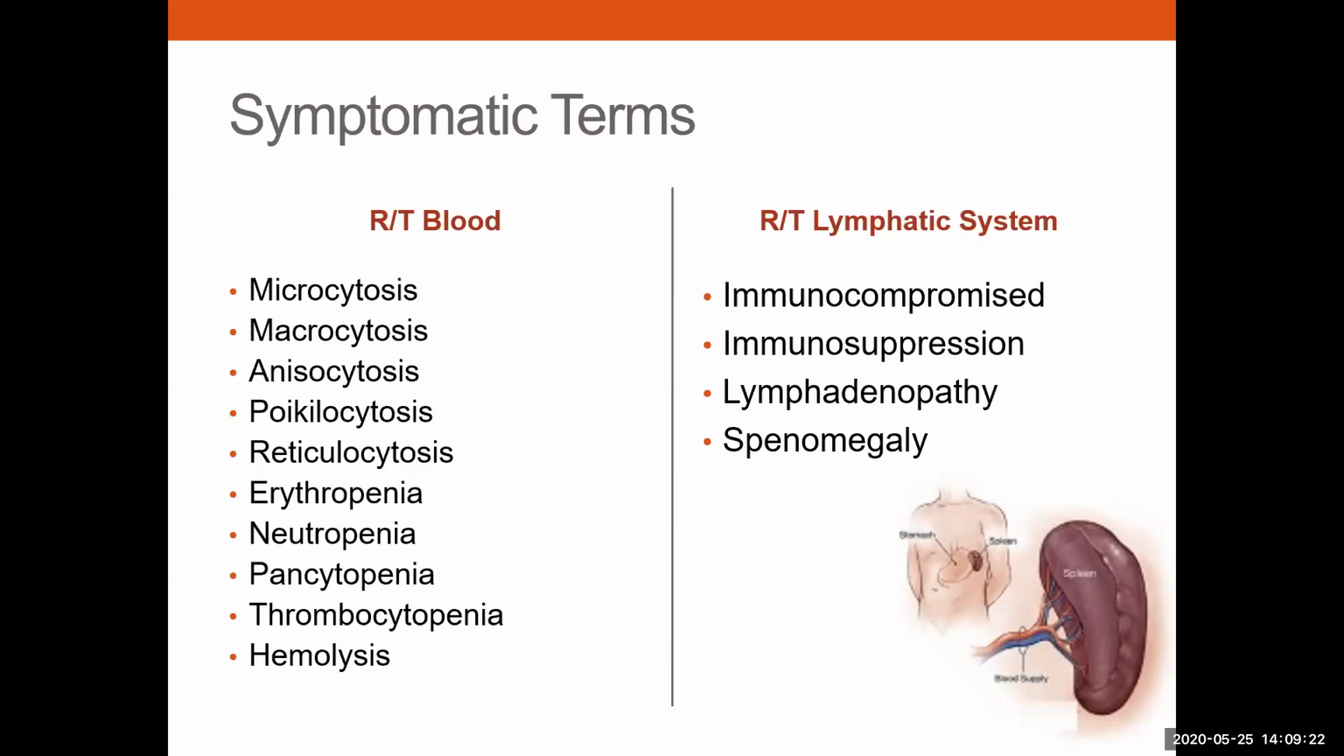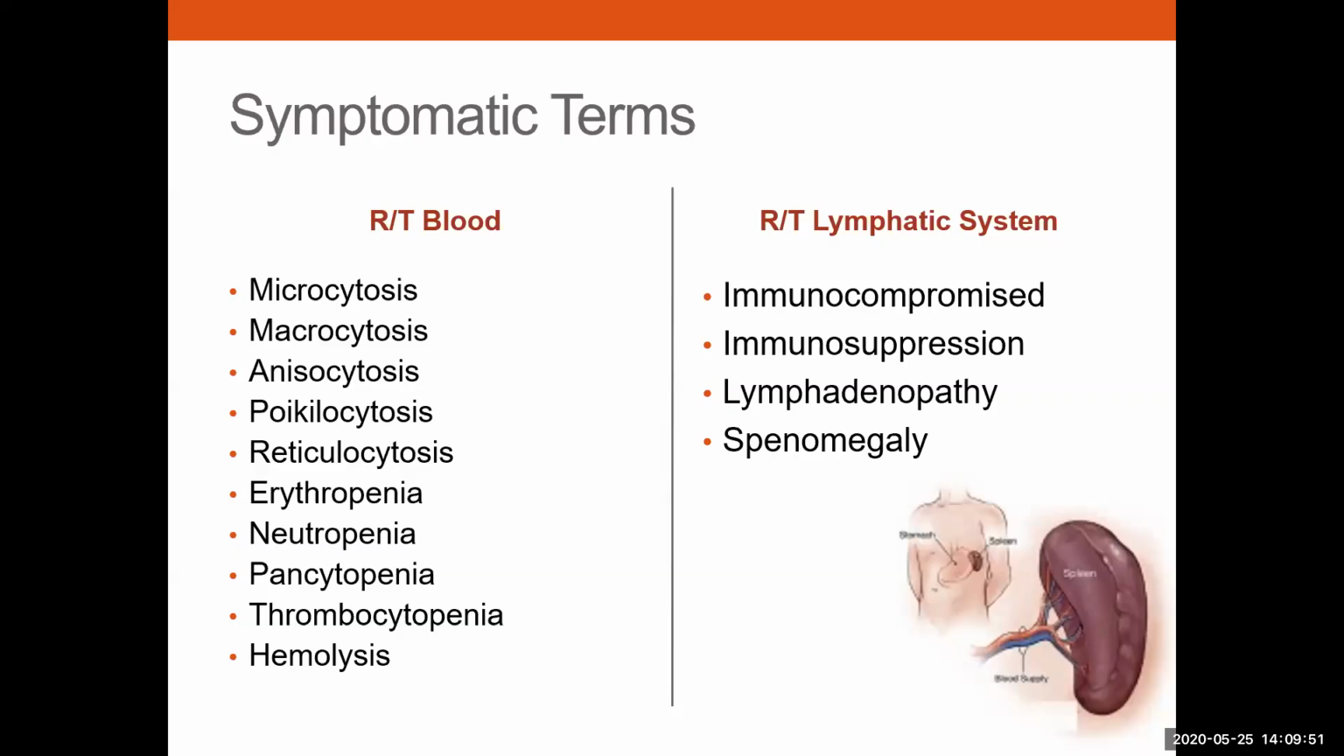Erythropenia, abnormally reduced number of red blood cells. Neutropenia is where we have decreased neutrophils. Pancytopenia, pan meaning all, the abnormal reduced number of all the cellular components in the blood. Thrombocytopenia is reduction of the platelets in the blood, so decreased clotting. Hemolysis is breakdown of red blood cells.